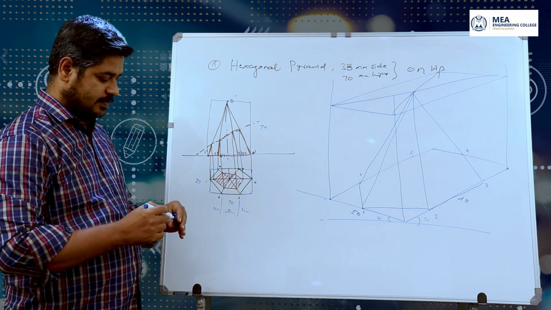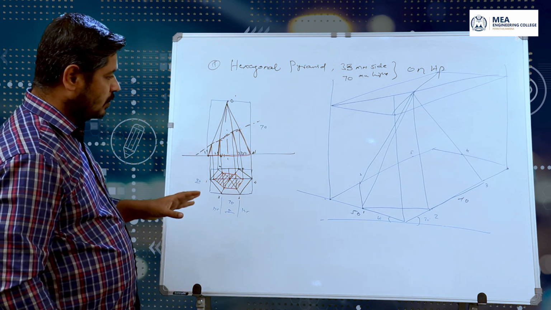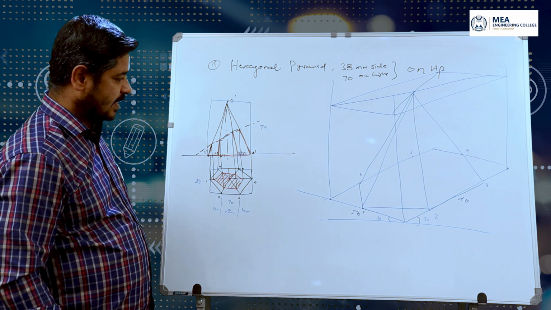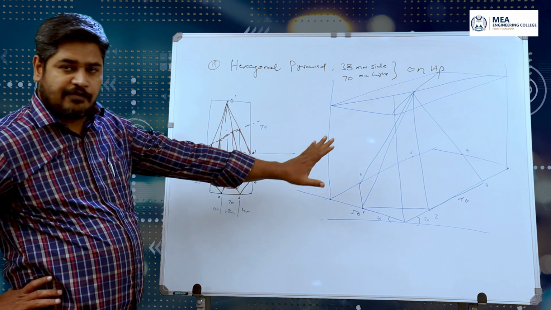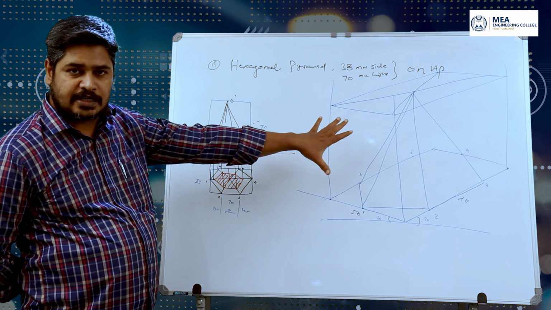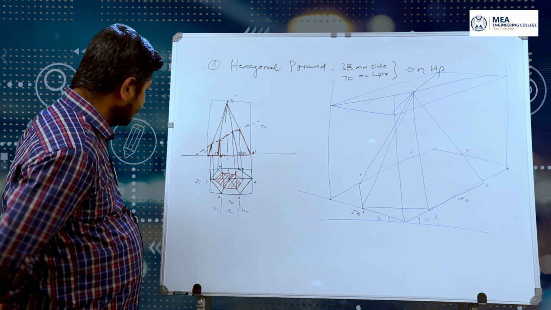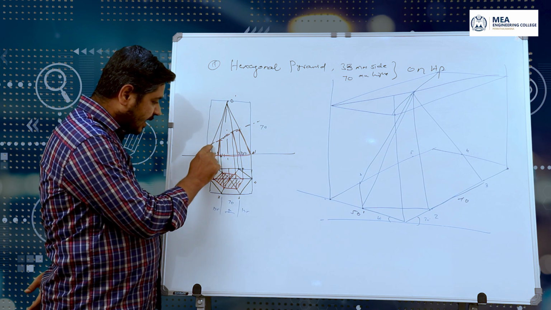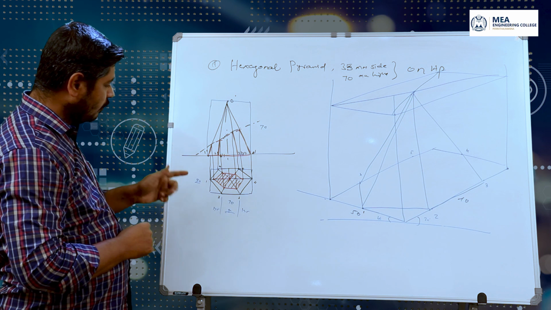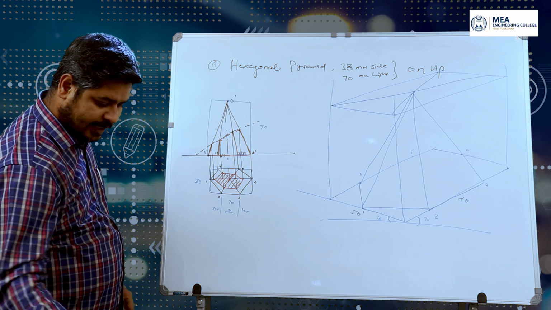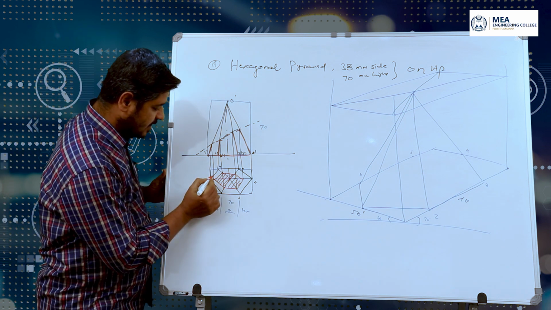Remaining things are invisible. Now, how to find the exact cut points? That is the most important thing. So construction of the pyramid, you know that already, how to construct the pyramid. Now our requirement is finding out the cut points exactly. How to find out the cut point? See here, I will explain the first point. This is my first cut point.